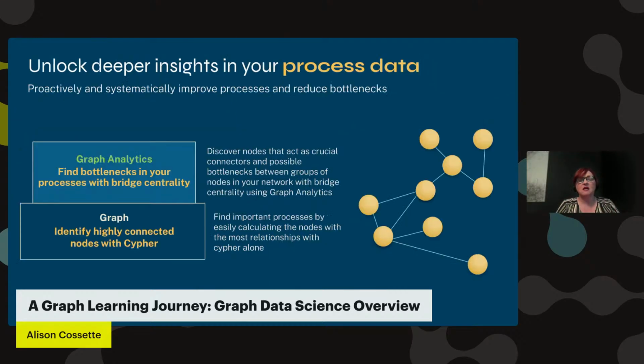So what does that look like? In the graph, you can identify highly connected nodes with Cypher. So if I am working on, say, a graph RAG application or a RAG application, I can see which node is used the most, or I can see something that's happening the most frequently. But with graph analytics, we can find bottlenecks in the process with what we call bridge centrality or betweenness centrality.